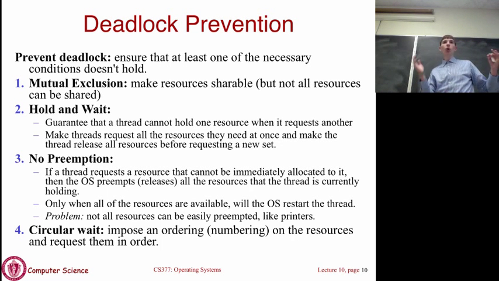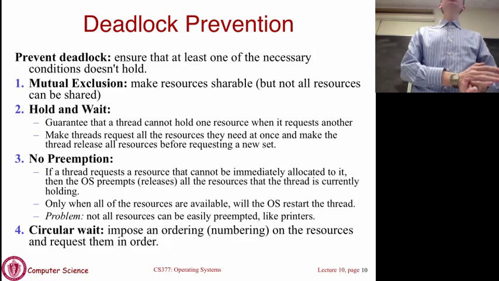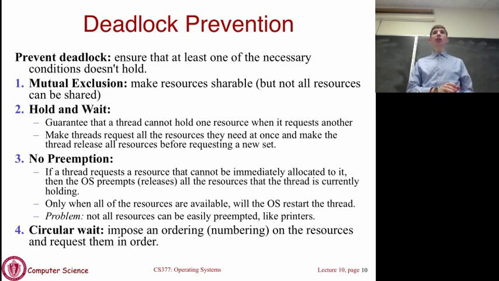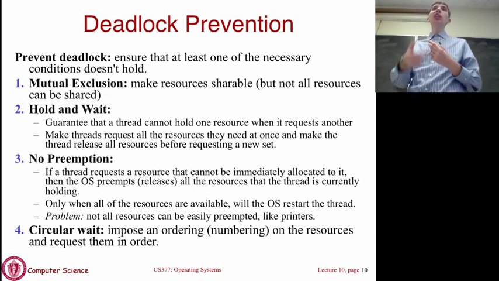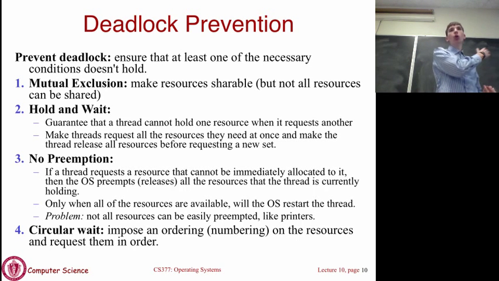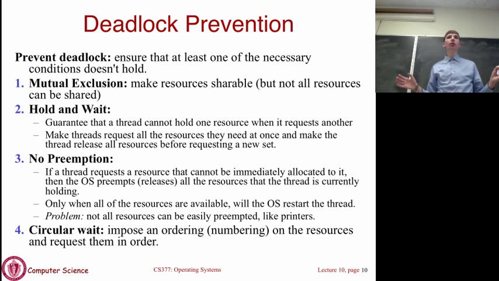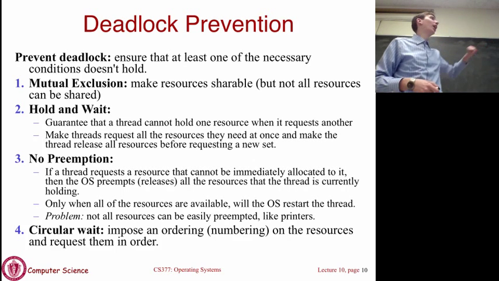If one thread is holding the disk and wants the printer, and it has to give up the disk first, then the other thread is going to be able to continue. The thread that just gave up the disk will request both of them at once, and because the other thread was already holding the printer, it won't be able to proceed. So that essentially prevents a deadlock from occurring if you are saying you don't have hold and wait.